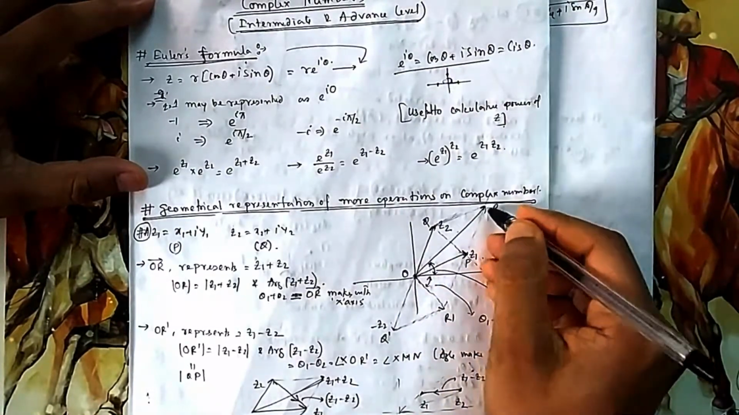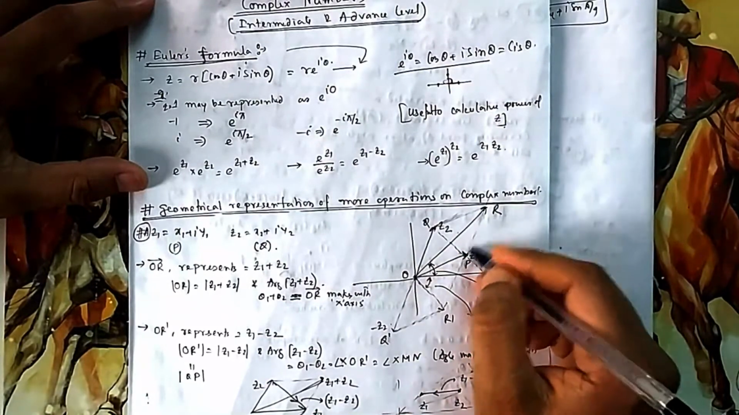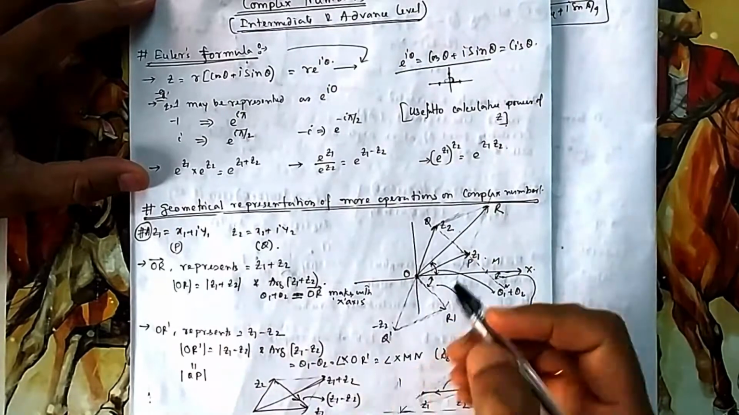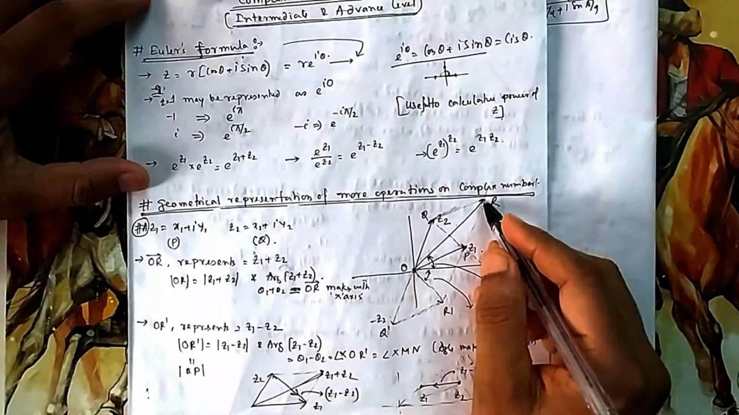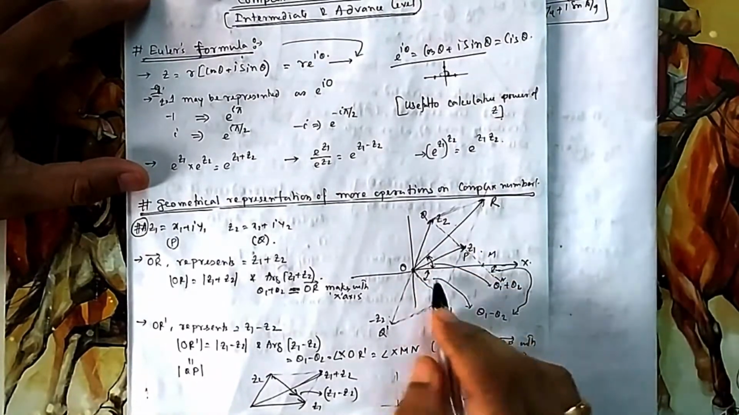So this r is the position vector of r with respect to this origin, which represents your z1 plus z2. This length becomes your z1 plus z2. And what is this argument? Now you can see this is the argument of z1 plus z2. This is your argument z1. This is the line z1 to z1 plus z2. So this is the argument of z1 plus z2.